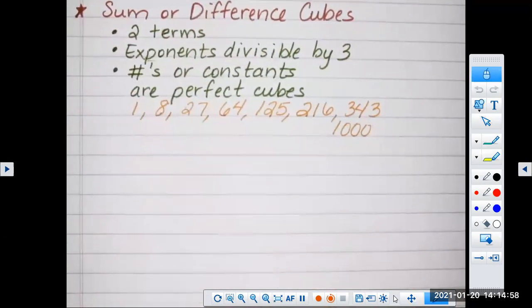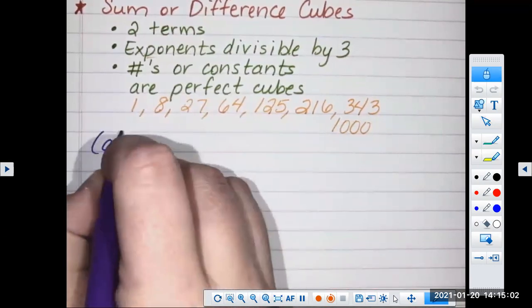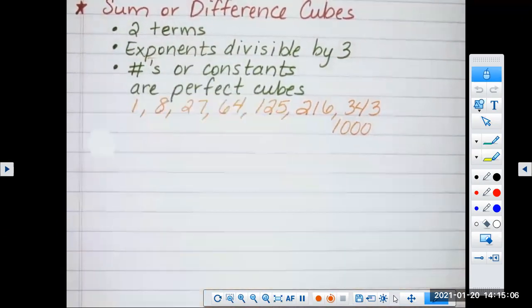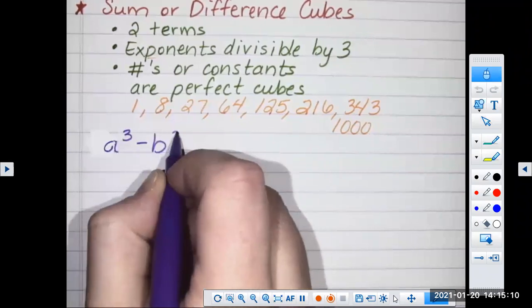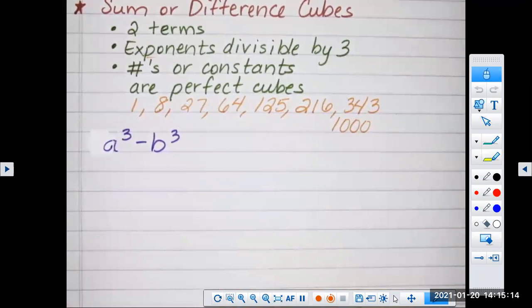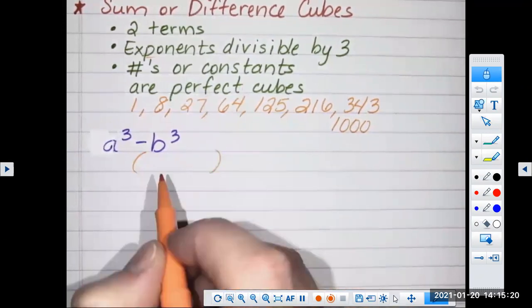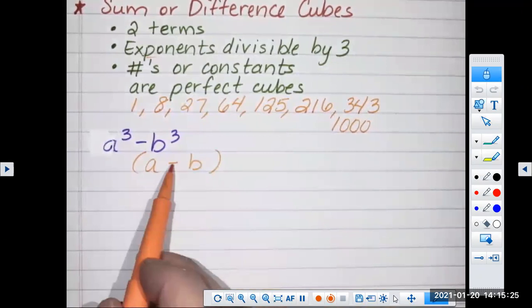And this is, you've got a formula. So let's say that you've got a to the 3rd minus b to the 3rd. You have the difference of cubes. This factors, you're going to take the cube root of both terms. That first sign is going to be the same.